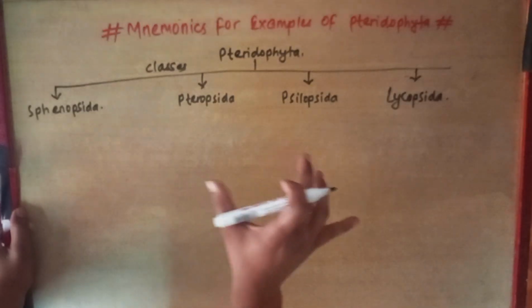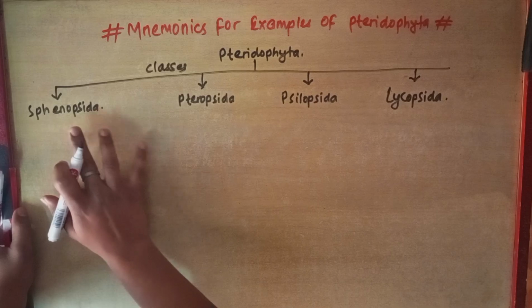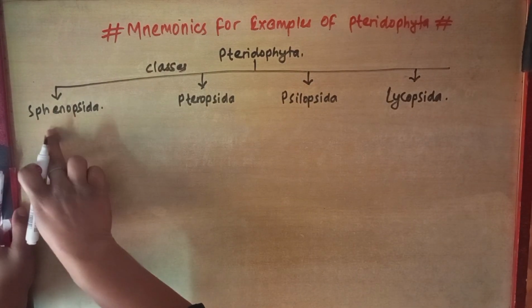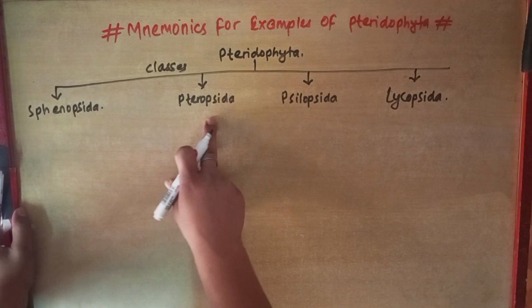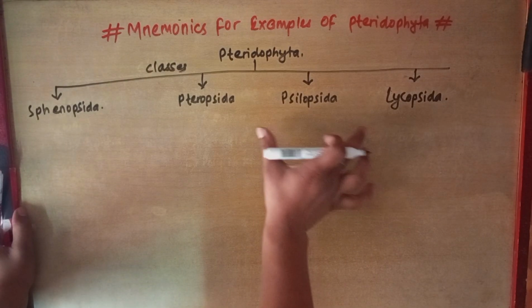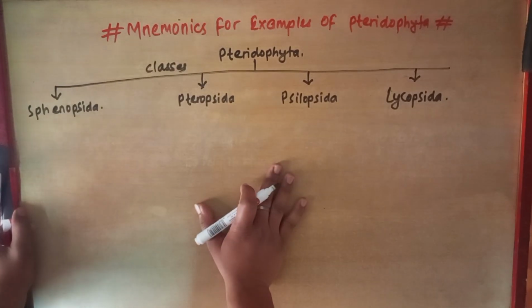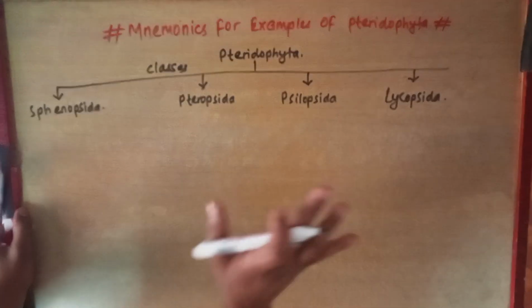examples of Pteridophyta. I'll provide you the mnemonics to remember the classes of Pteridophyta, that is the names Sphenopsida, Pteropsida, Coelopsida, Lycopsida, because these names are hard and important also. And later I'll provide the tricks for the examples also. So wait.